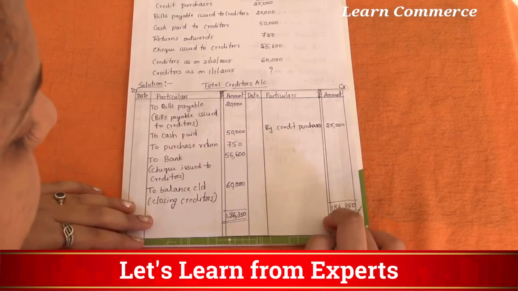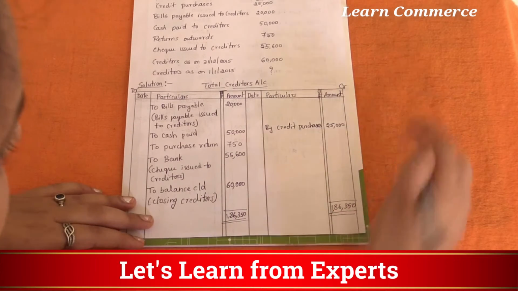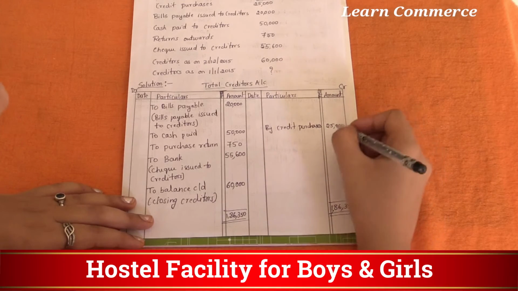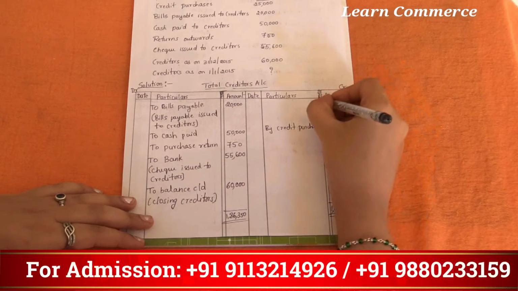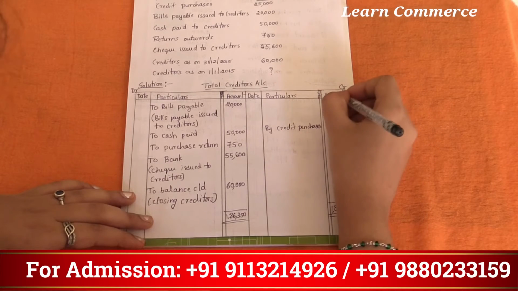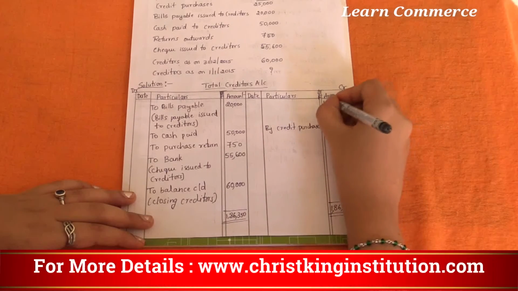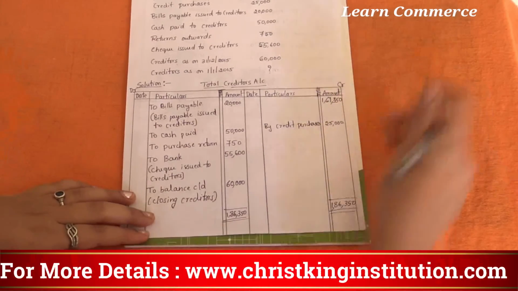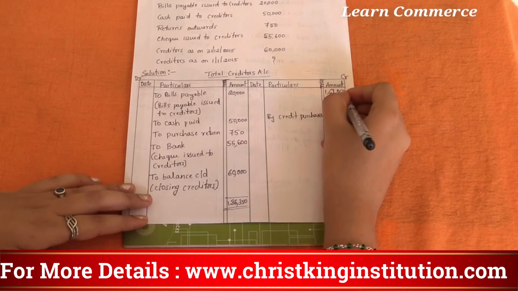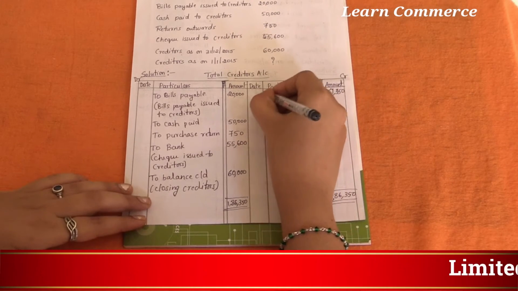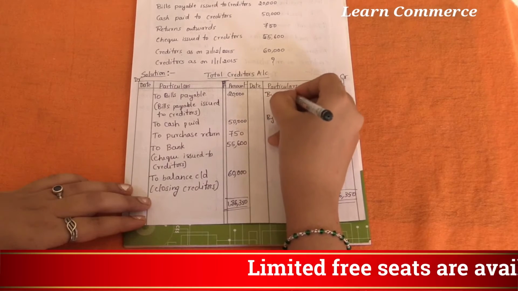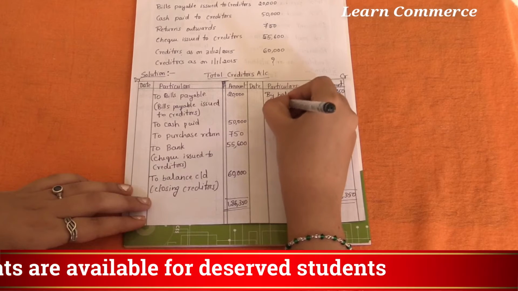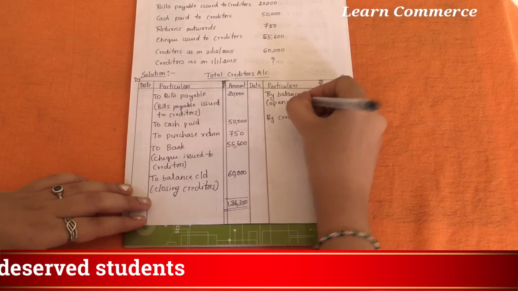Okay. From 1,86,350, you have to deduct the 25,000. So 1,86,350 minus 25,000, you can get the balancing figure, that is 1,61,350. Okay. So the balancing figure is nothing but by balance brought down, that is the opening balance of the creditors. Opening creditors.